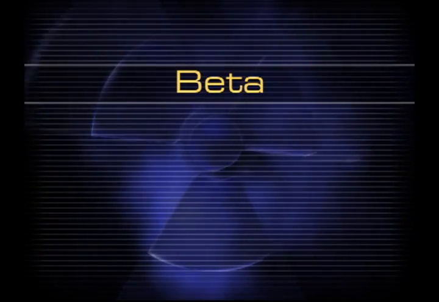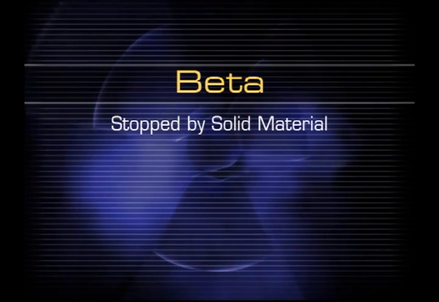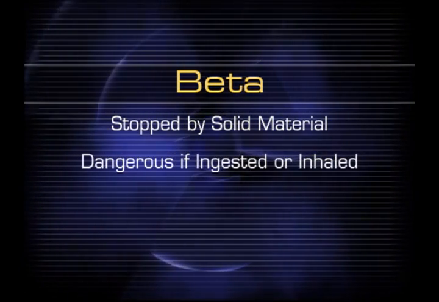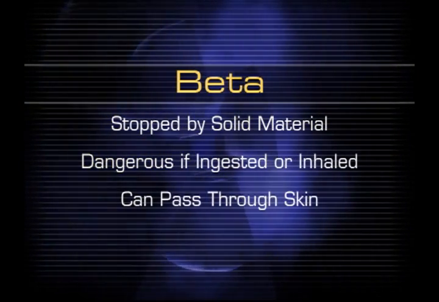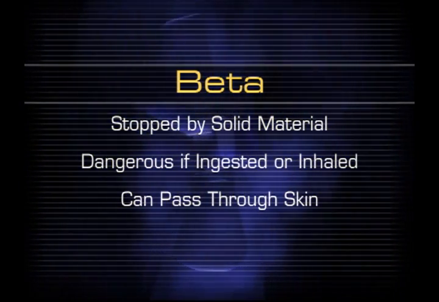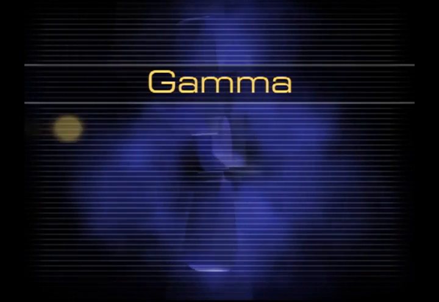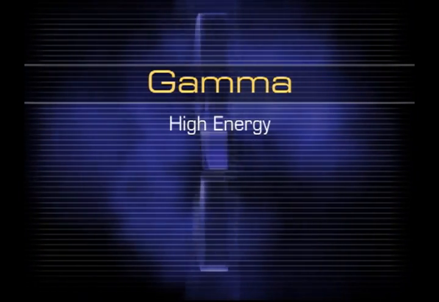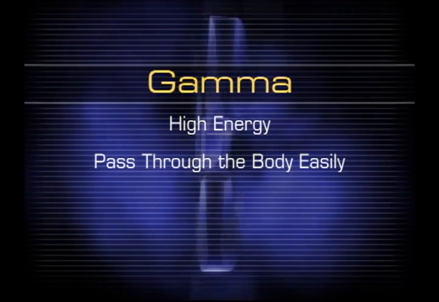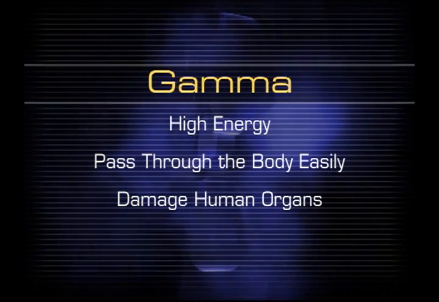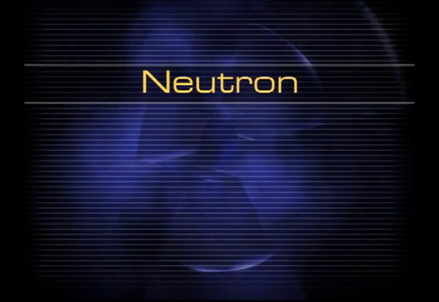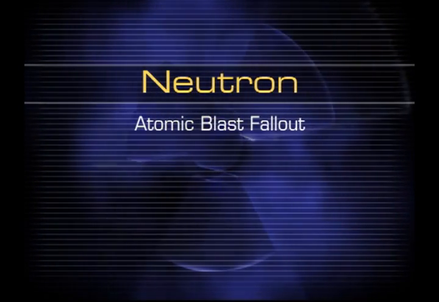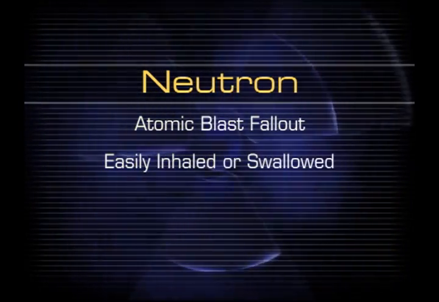Beta rays can be stopped by almost any solid material, but are dangerous if the radioactive substance is ingested or inhaled. Beta rays are also capable of passing through skin. Gamma rays have much higher energy and can pass through the body easily. They can affect organs such as the liver and kidneys and cause radiation sickness. Neutron rays are the result of fallout from an atomic blast, which can easily be inhaled or swallowed.